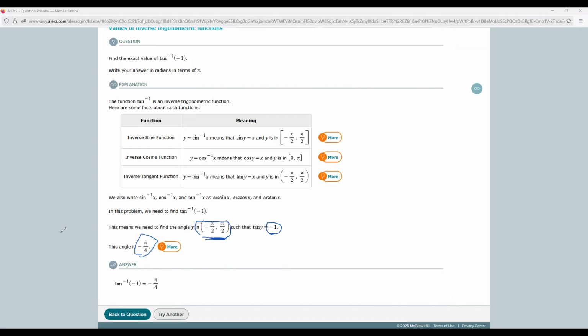So it's a very simple question. If you plug it into your calculator, tangent, this guy right here, you're going to get -45 degrees, which is the same as this. So you can use your calculator. I want you to use your circle just to kind of get a feeling for it because we're going to talk about that more after the test.